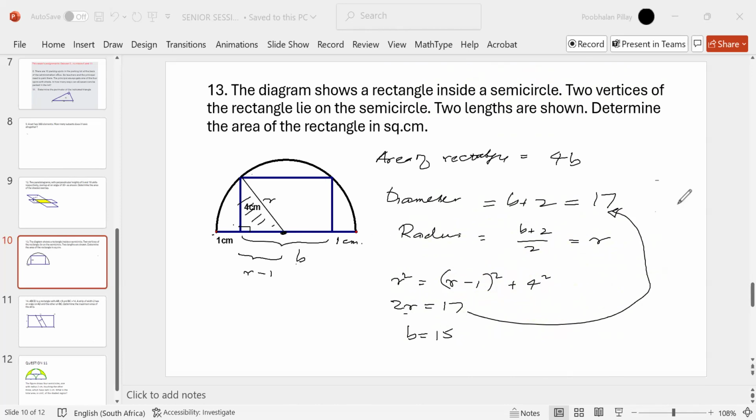So the area is 4 times 15, which is 60. So you have to get down to try to understand this and see what you must actually calculate. If you find the radius, then you can find the diameter, and then you can find this other side, and you're on your way.